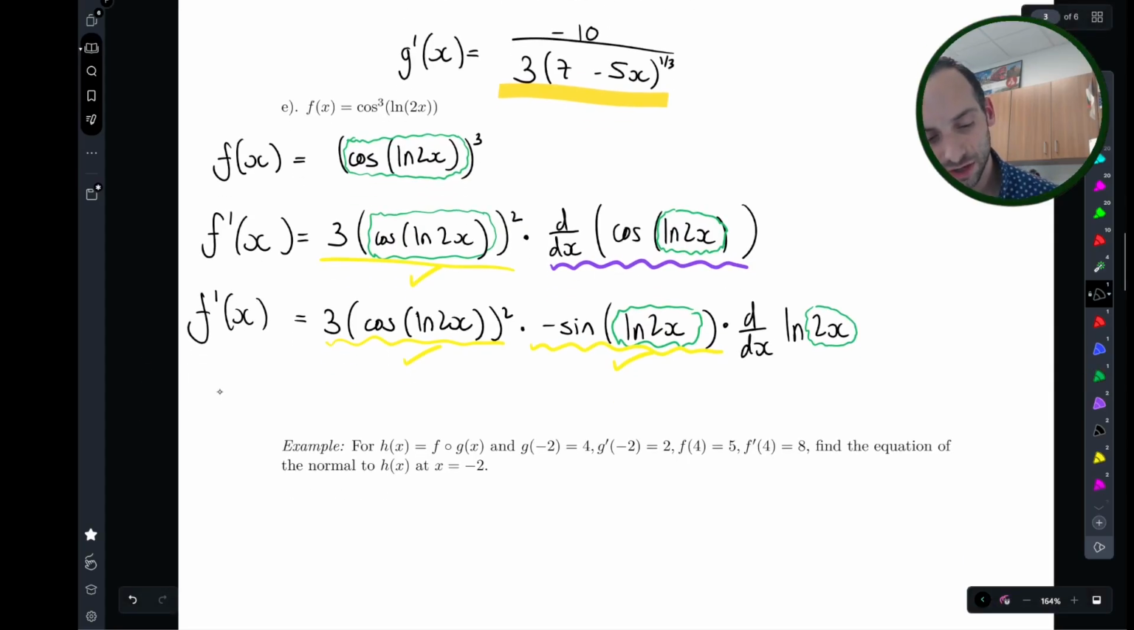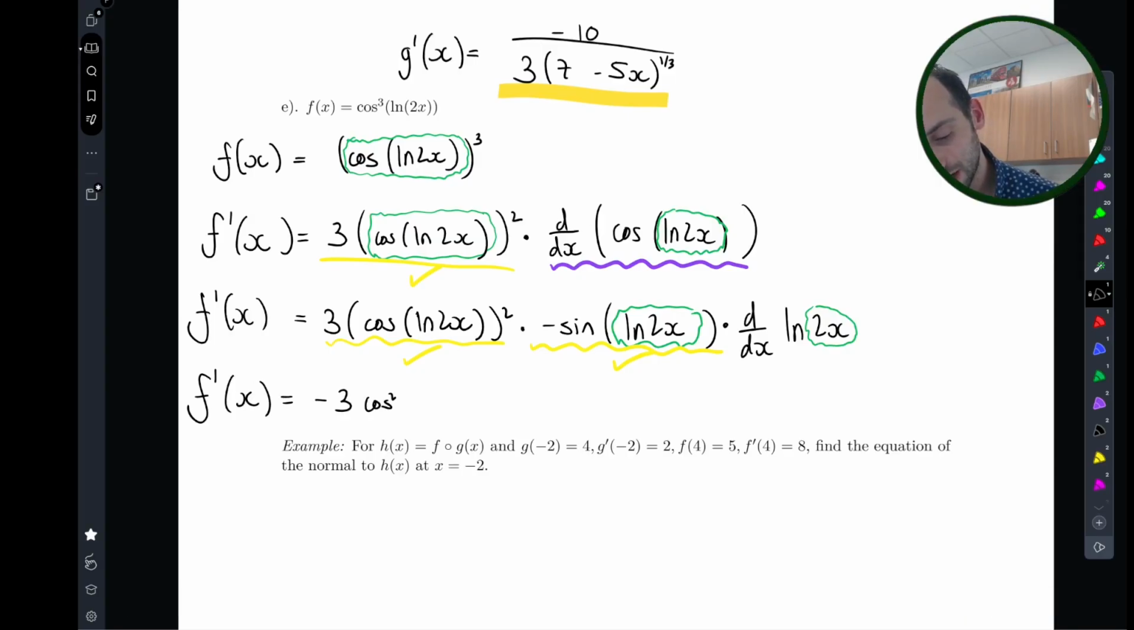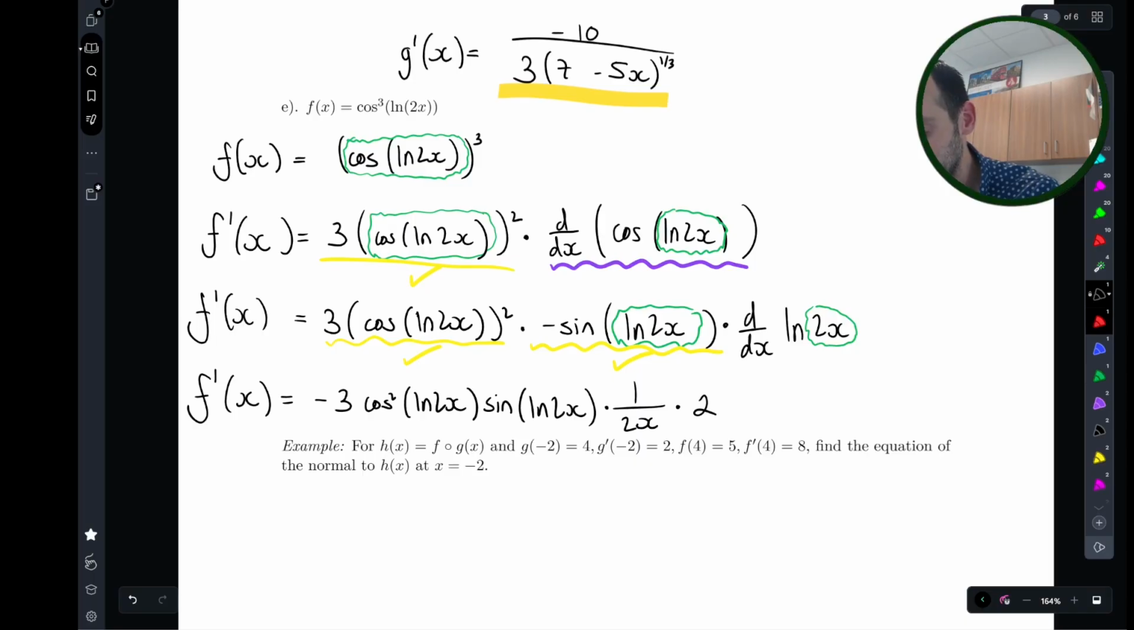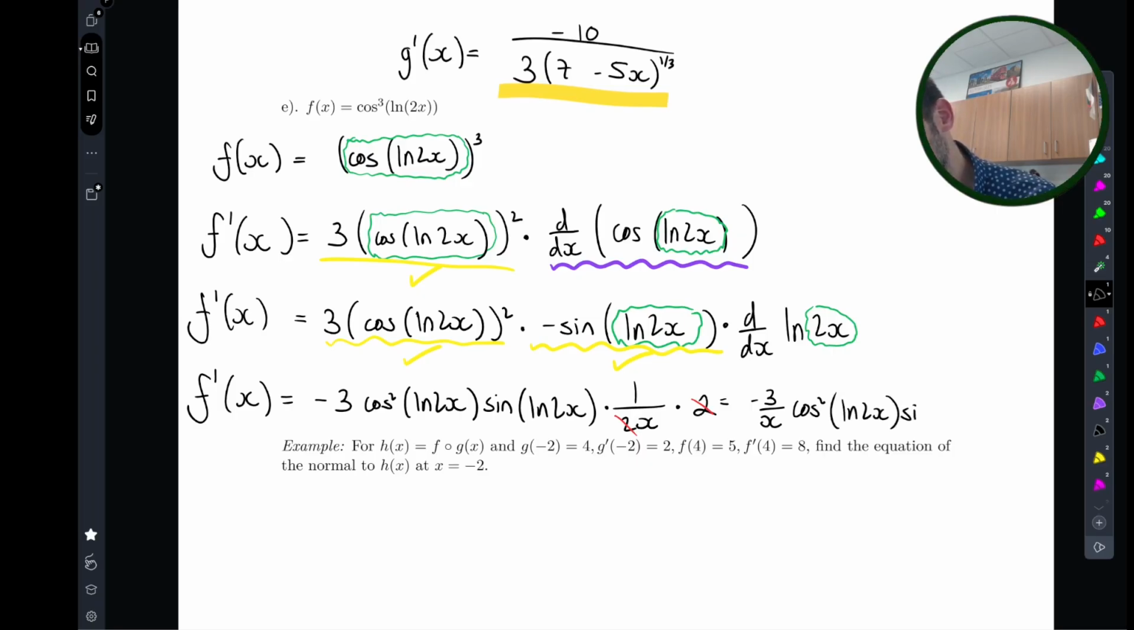Okay? So my final derivative, I'm going to bring the negative to the front. Okay? I'm going to tuck the squared back on the cosine to save a parenthesis. I'm going to remove the glob on the sine ln 2x. And then the derivative of ln 2x is 1 over 2x times the derivative of 2x, which is just 2. And I can cancel these 2's out. For one final cleanup, I'm going to bring the 1 over x to the front to give me negative 3 over x cosine squared ln 2x times sine ln 2x.